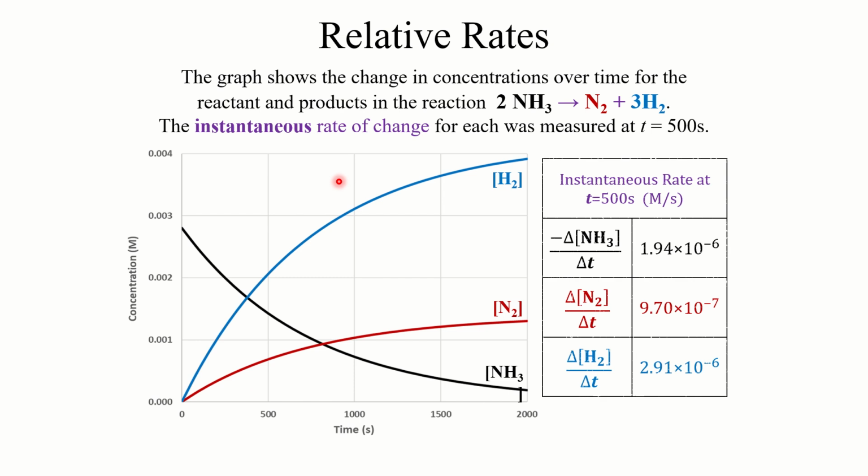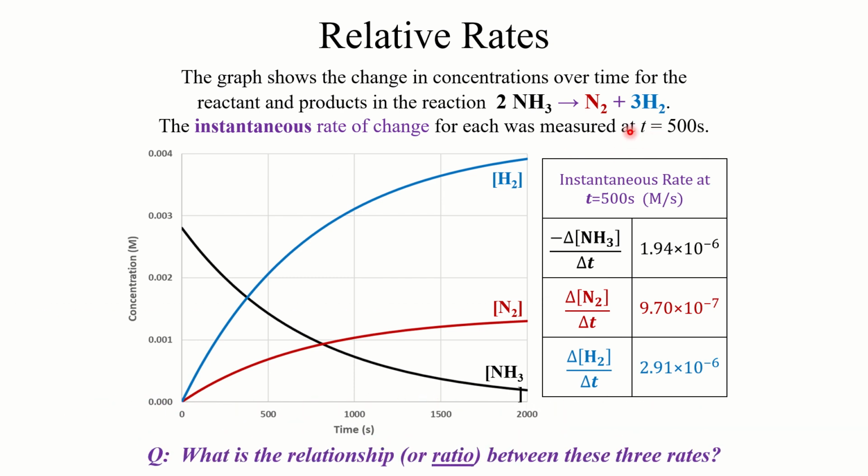Now, the instantaneous rate of change was measured at t equals 500 seconds, so somewhere right around here. So the instantaneous rate of change was measured for each compound here, for the NH3, the N2, and the H2. The rate for NH3 is 1.94 times 10 to the negative 6 molar per second. For N2, it's 9.70 times 10 to the negative 7th. And for H2, it's 2.91 times 10 to the negative 6th.